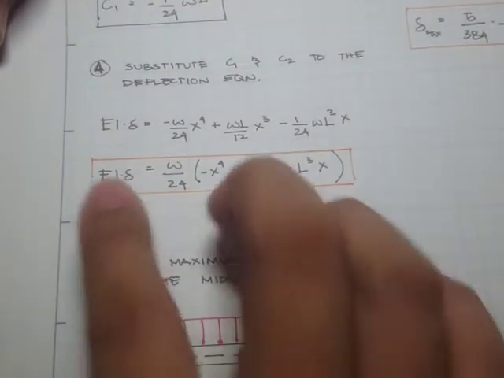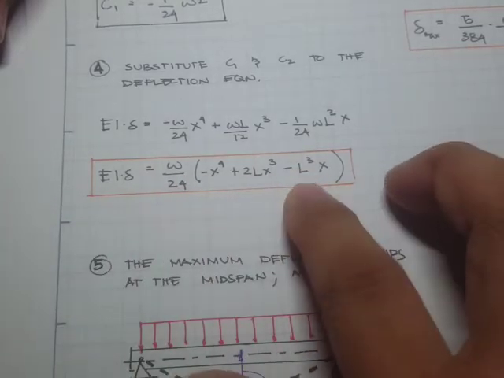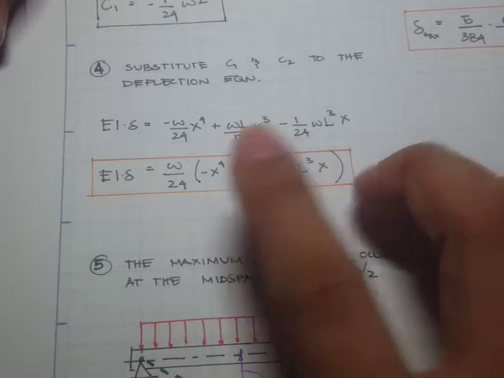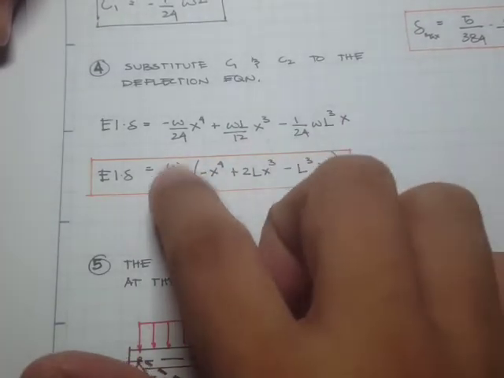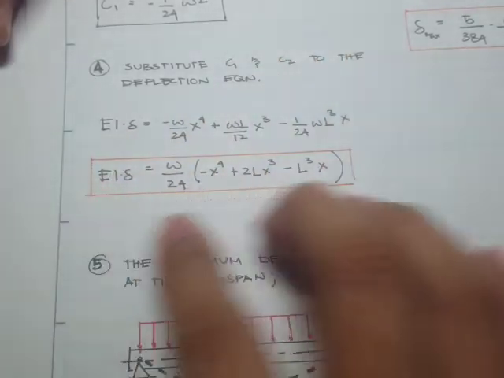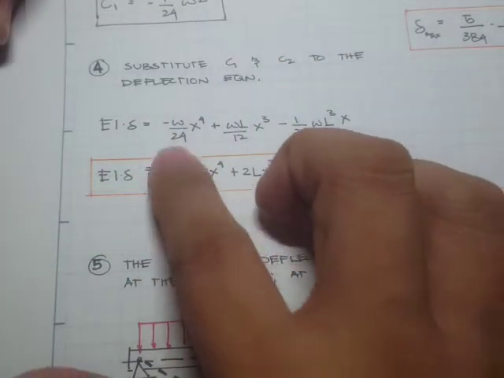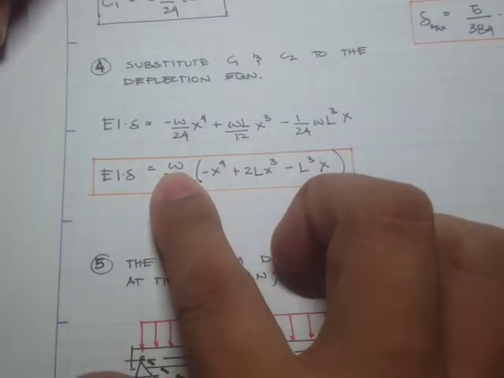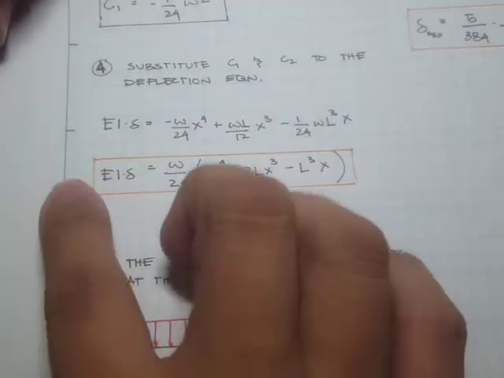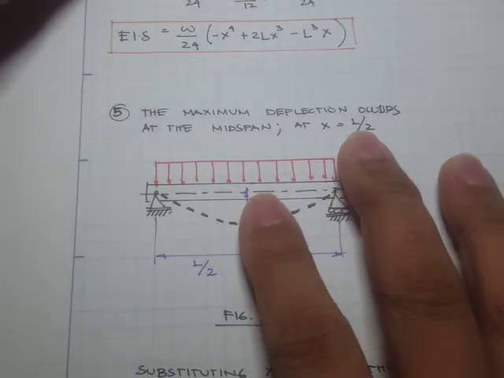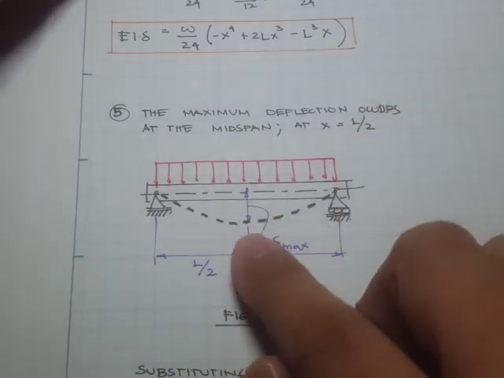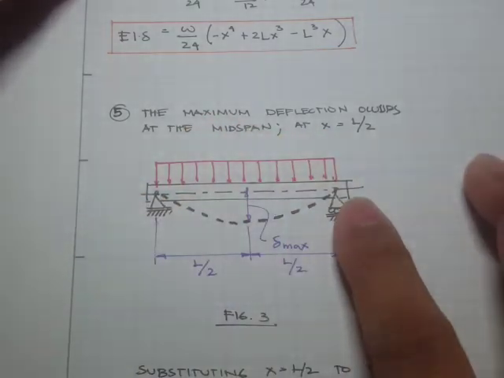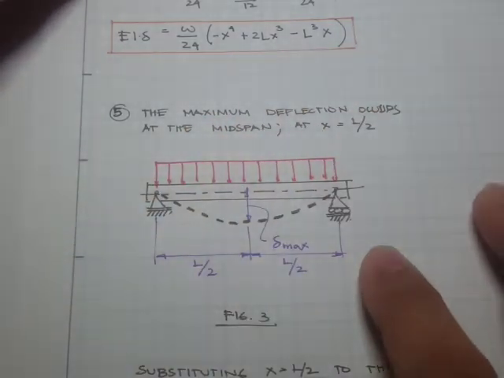So what this means is that if you have this expression, you can find the deflection at whatever x distance. The omega is arbitrary, but when we do the mathematics, we assume it as a constant value. Here's our expression, and we are asked to find the maximum deflection, and that maximum deflection occurs at the midspan.